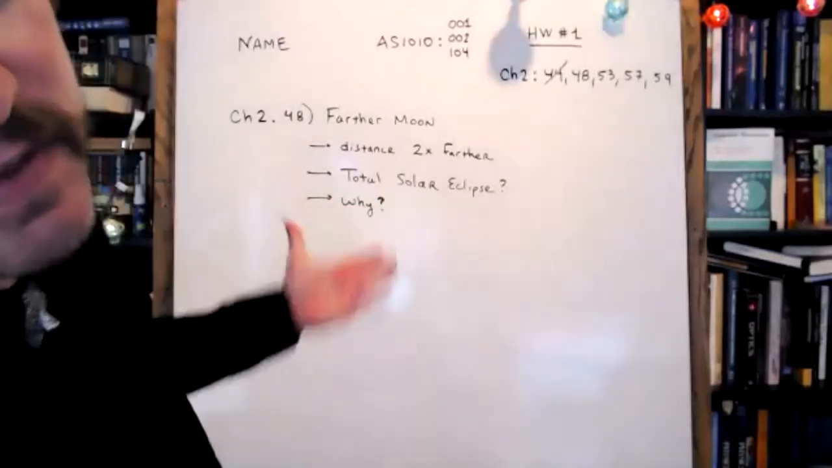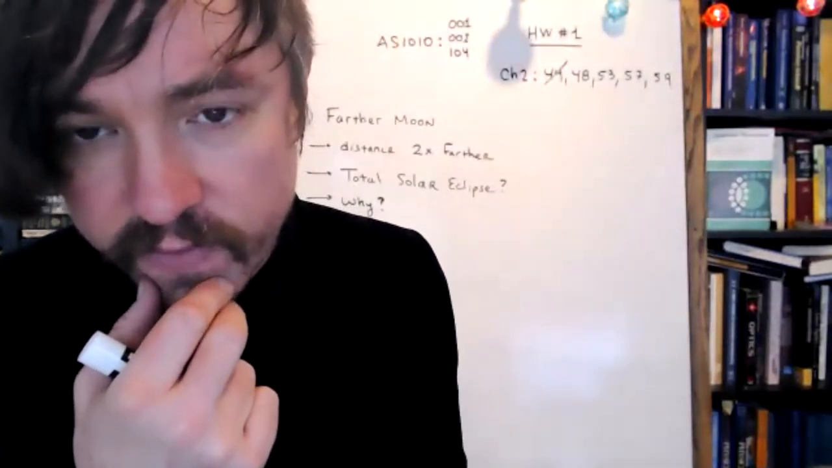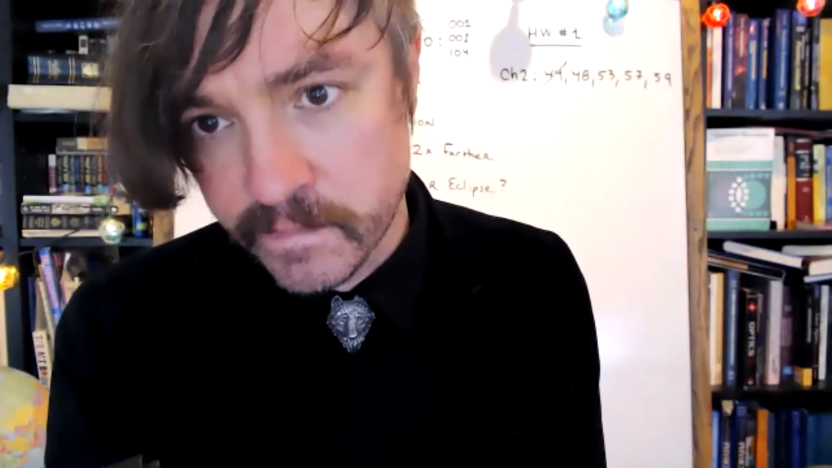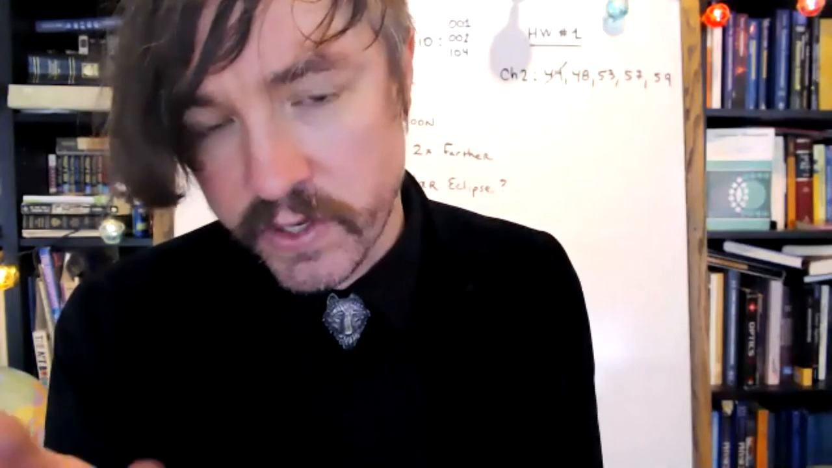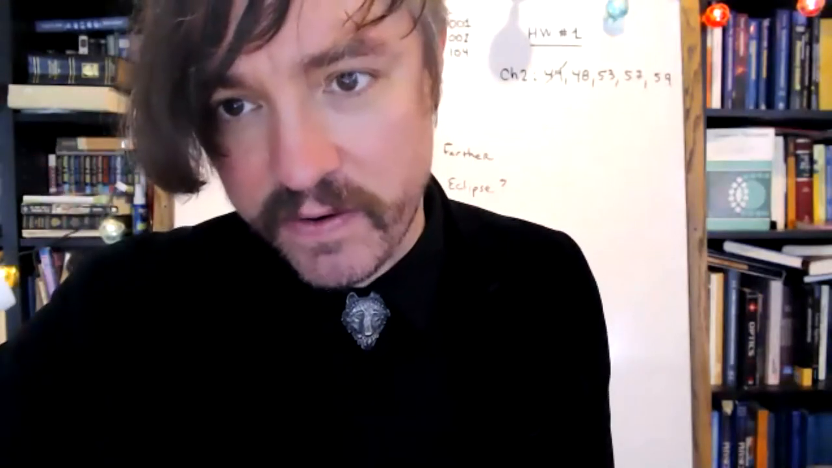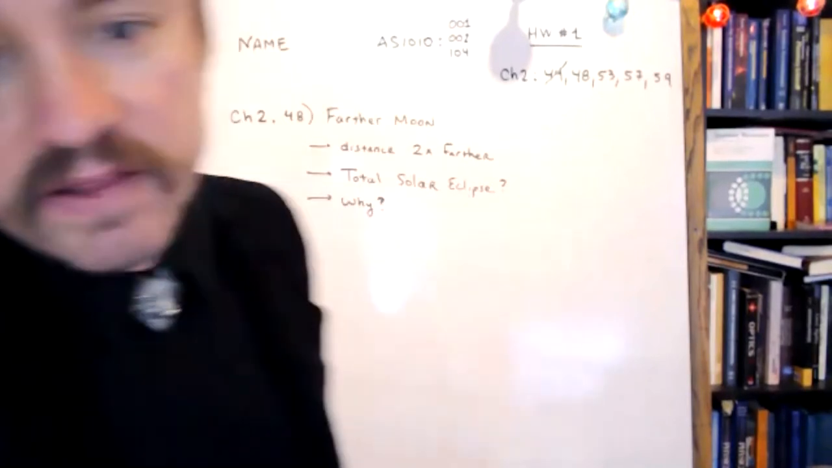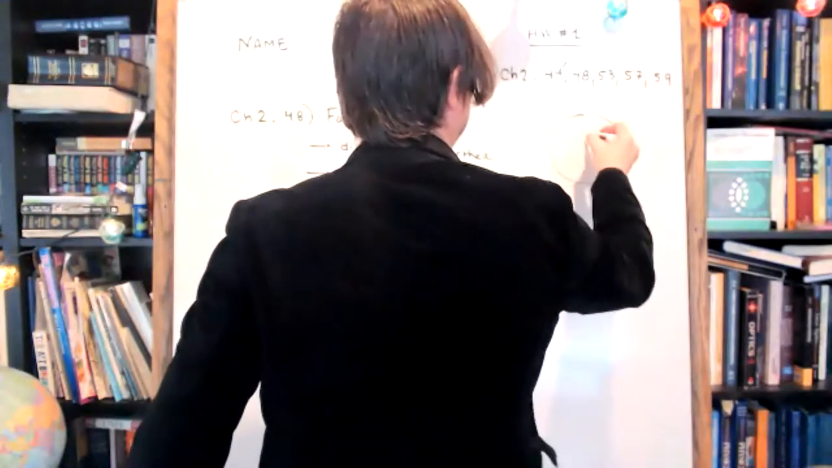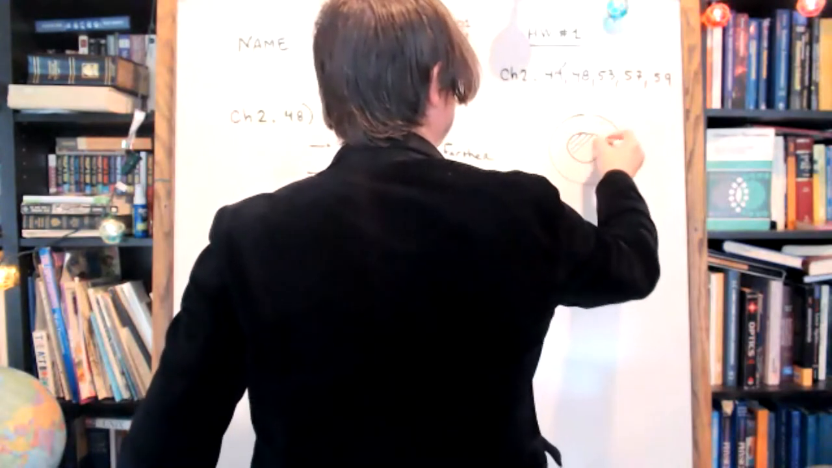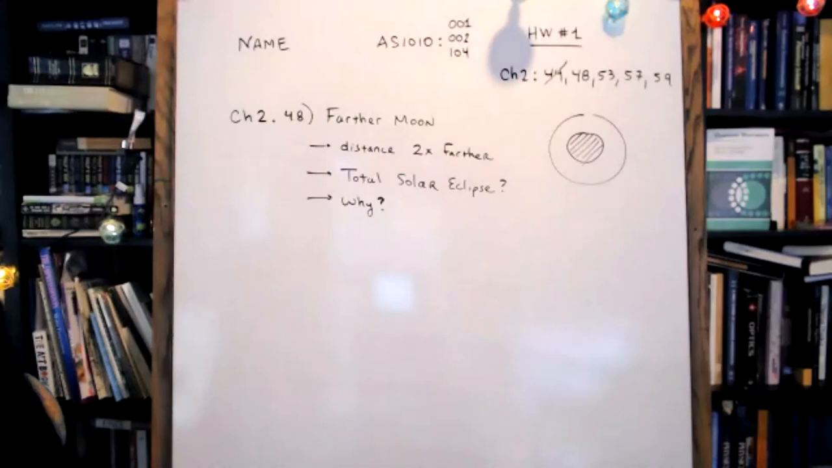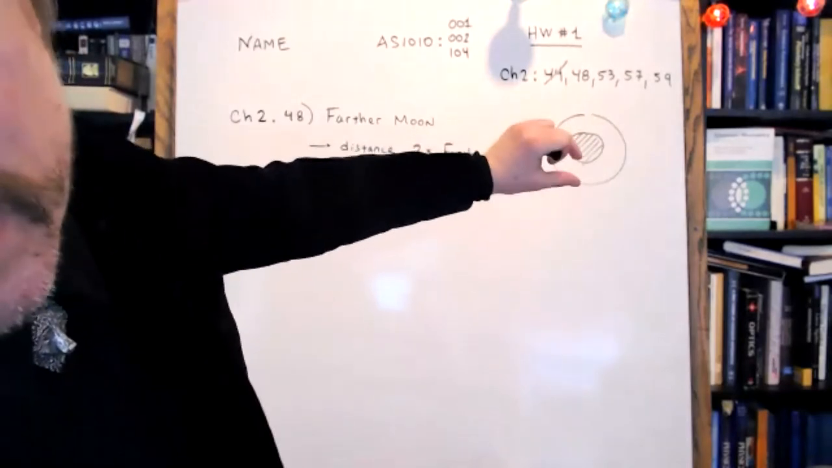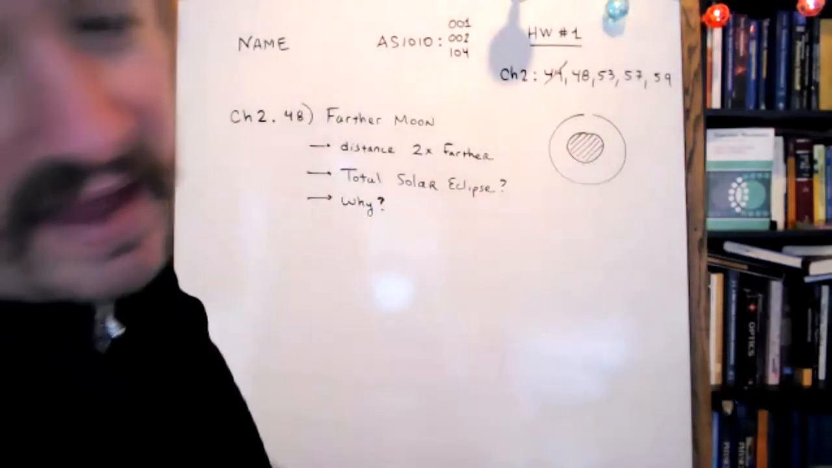So what would happen to the angular size of the moon if it was twice as far away? It would halve itself. Yeah, and today, of course, the angular size of the moon is a half degree. So if it was twice as far away, it would shrink to about a quarter degree. If this would be the sun and the moon was half of its size, that's probably what the eclipse would look like. That's certainly not a total solar eclipse. That's more like an annular eclipse, although a pretty extreme one.